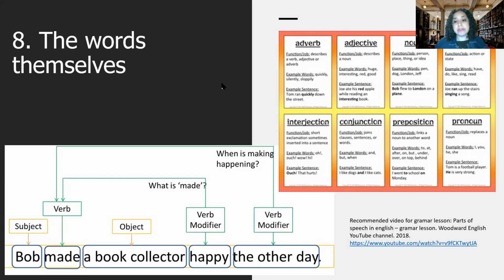There's also another recommendation here. This video takes about 20 minutes. It's to remind you, to refresh your mind, para refrescarles la mente, about grammar. And it's about this topic, the adverbs, the adjectives, the nouns, the verbs, the interjections, the conjunctions, the prepositions, and the pronouns. It's from a YouTube channel called Woodward English. It was published in 2018, and it's Parts of Speech in English.